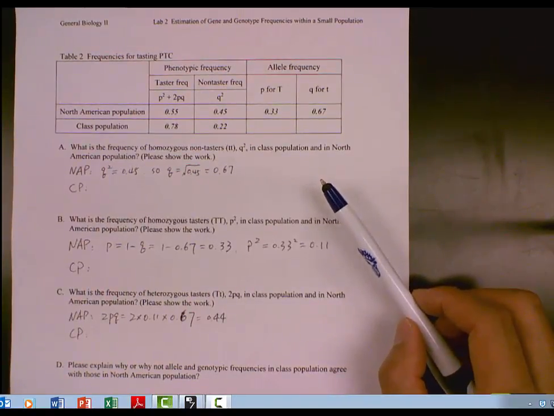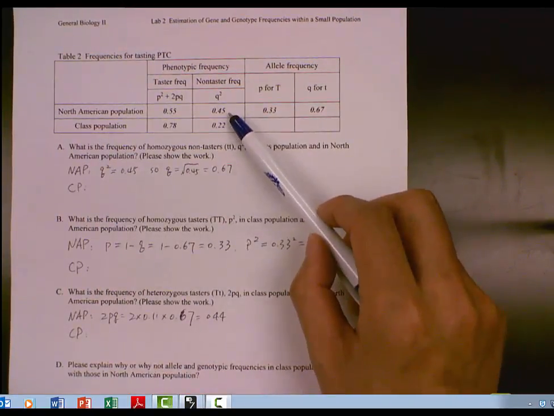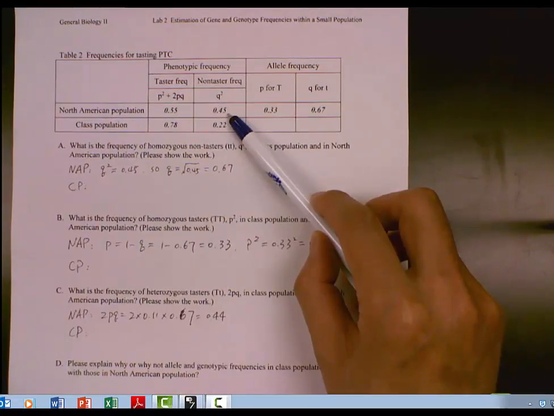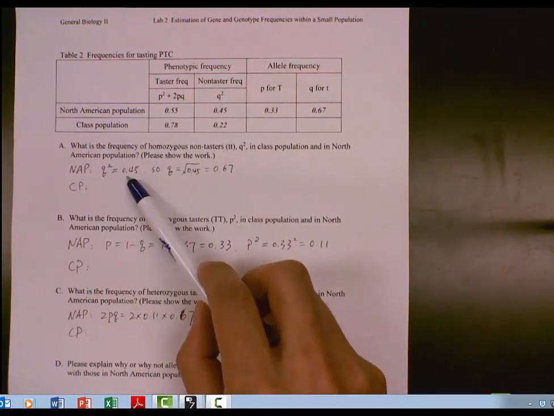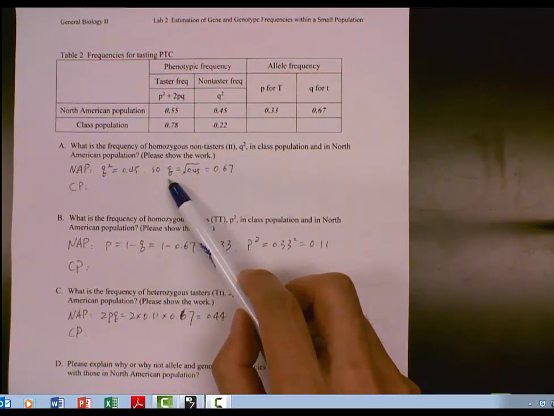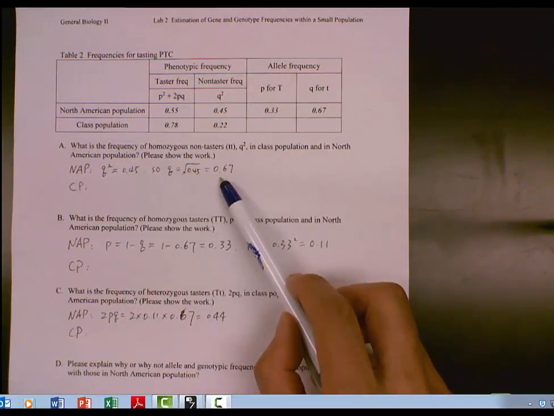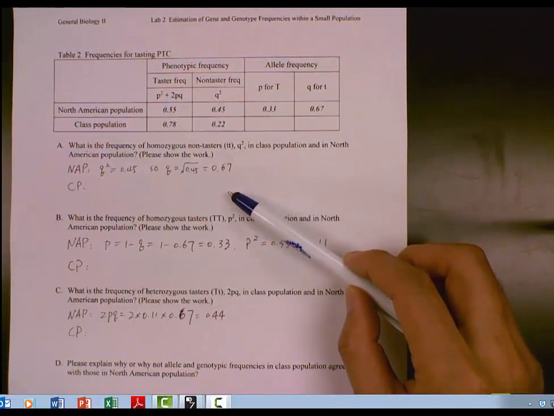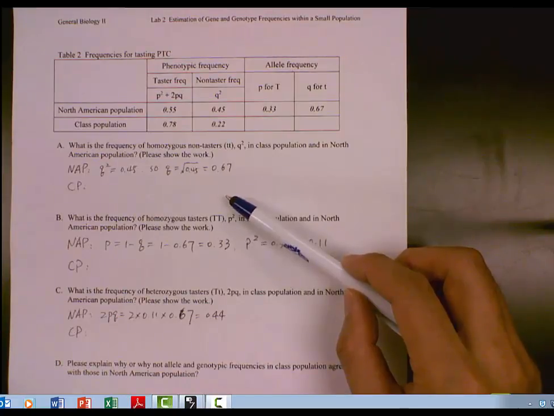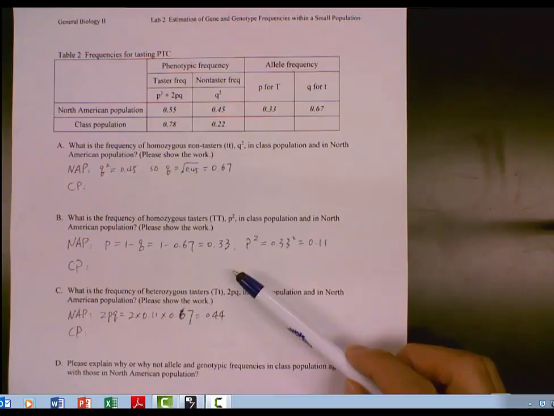The first question is, what is the frequency of homozygote non-tasters, little t squared, q squared, in the class population and in the North American population? I calculate this value for the North American population, then you follow my example to get the numbers for the class population. In the North American population, we already know the phenotypic frequency for non-tasters: q squared equals 0.45. Therefore, q equals the square root of 0.45, which equals 0.67. Use the same approach to calculate the corresponding q value in the class population.